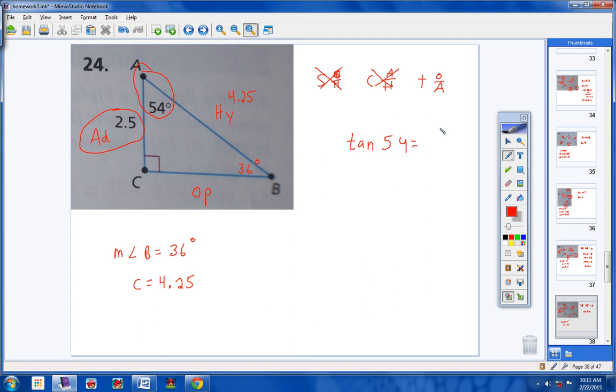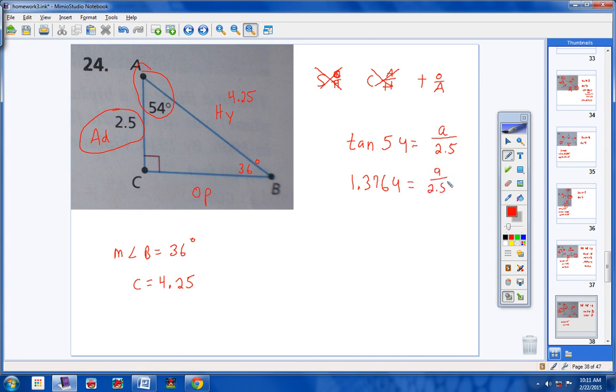I'm just trying to do this properly to set a good example in front of you guys. Opposite over adjacent. Adjacent is 2.5. Now remember, the tangent of 54 is a number, so we type that in. Don't use inverse tangent. Tangent of 54 is 1.3764. So 1.3764 equals A over 2.5.